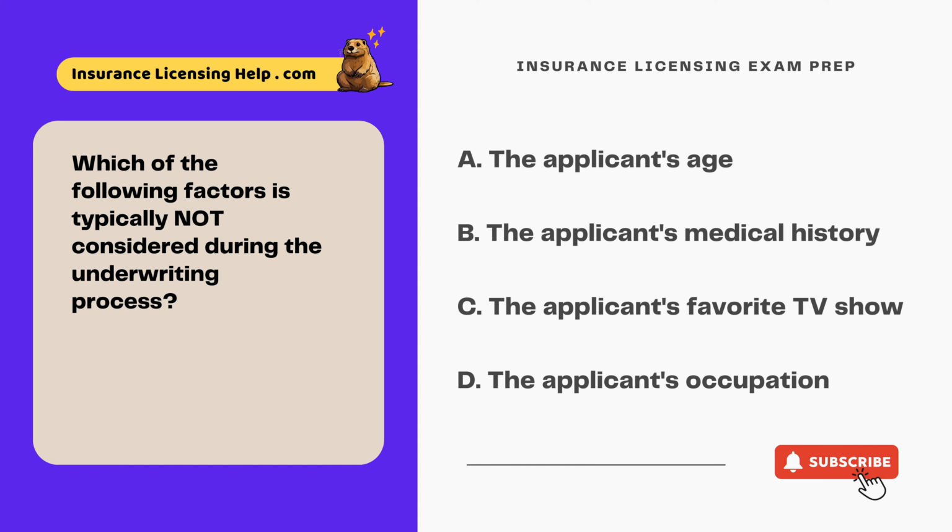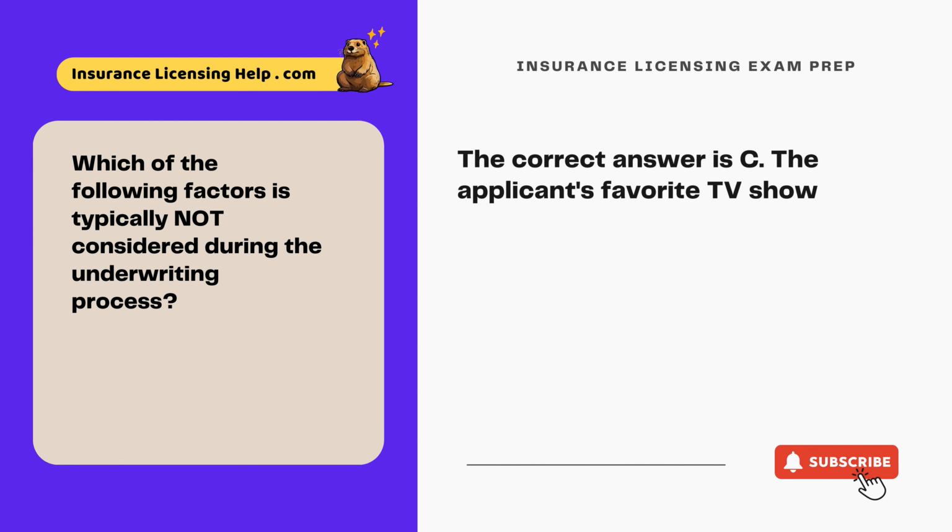Which of the following factors is typically not considered during the underwriting process? A. The applicant's age. B. The applicant's medical history. C. The applicant's favorite TV show. D. The applicant's occupation. The correct answer is C.